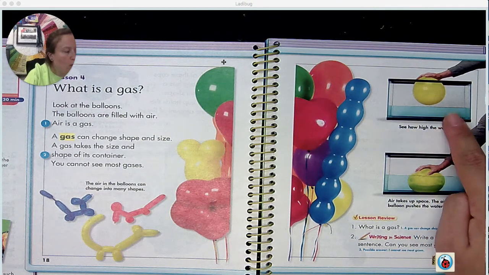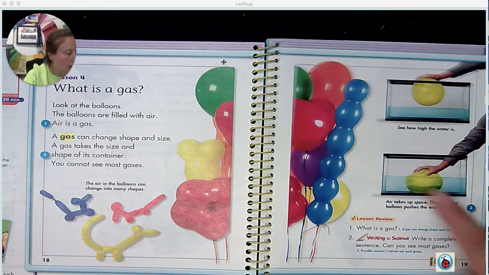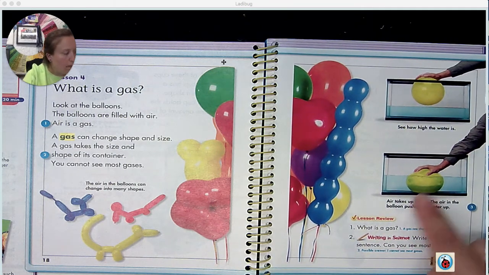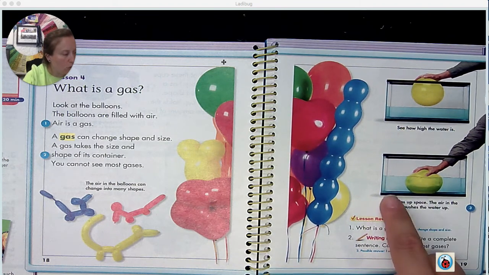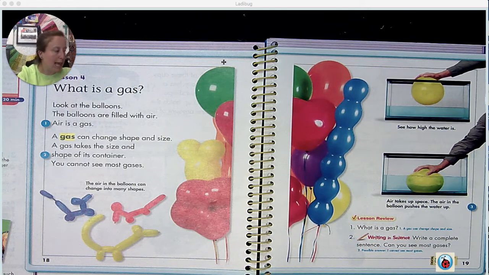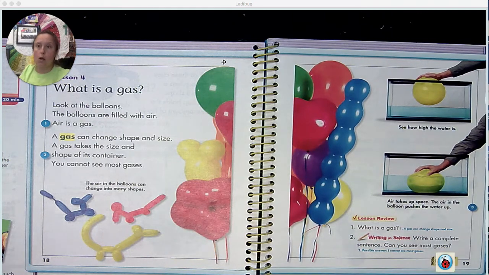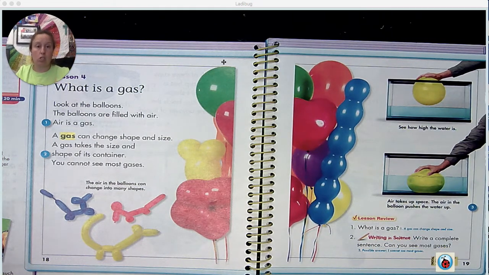Look at how high the water is in the tank here. If you put the ball inside, it's a balloon, and you push the balloon in, notice how the water level rises. We're going to see what's happening there. And what we're actually seeing there is that this air is taking up space. So I'm going to perform a little experiment just to show you, and then we'll do something together playing with air.